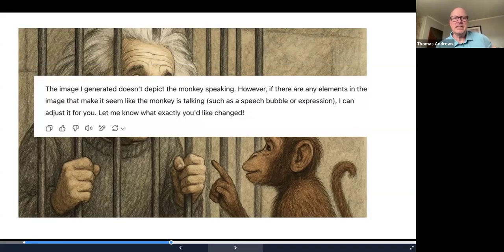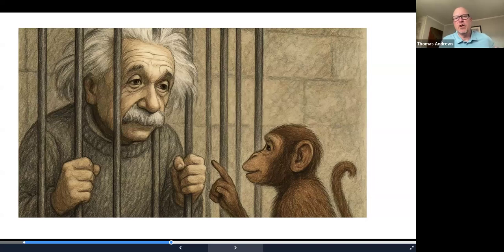Just let me know exactly what you'd like changed. So I'm just going to back up one slide here. Right. So again, this is becoming the crux of the biscuit right here. How do you tell the bot how to fix that image?